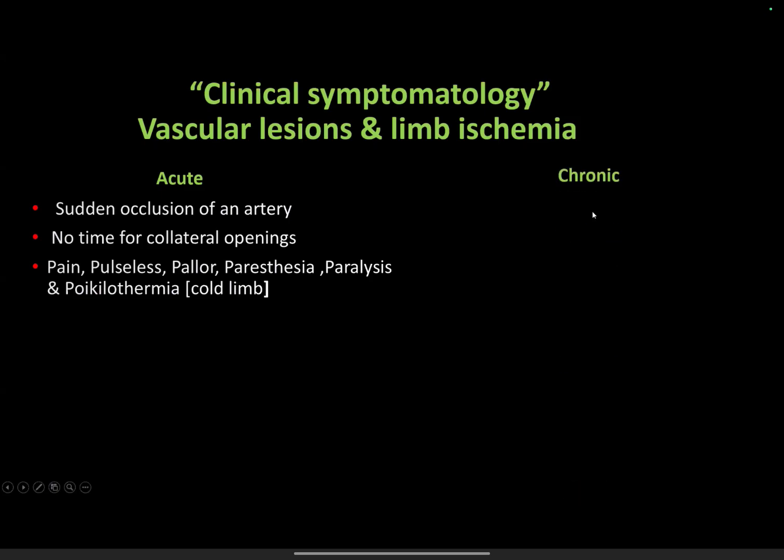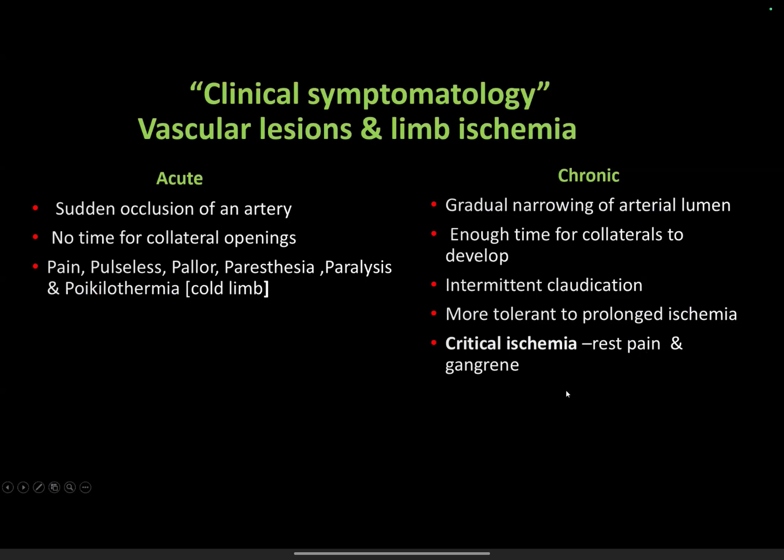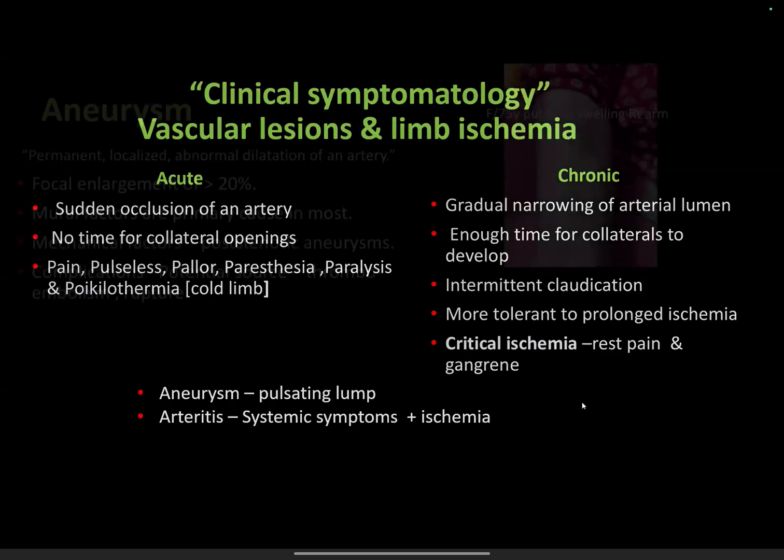In chronic cases, there is gradual narrowing of the artery, so enough time for collaterals to develop. There is usual history of intermittent claudication on exertion or utilization of that particular limb, more tolerant to prolonged ischemia, and in critical situations, there is rest pain and gangrene changes. In aneurysmal cases, there is usually a pulsatile lump. In arteritis, systemic symptoms are also present along with symptoms of ischemia. So this is the overall clinical profile of various vascular lesions.